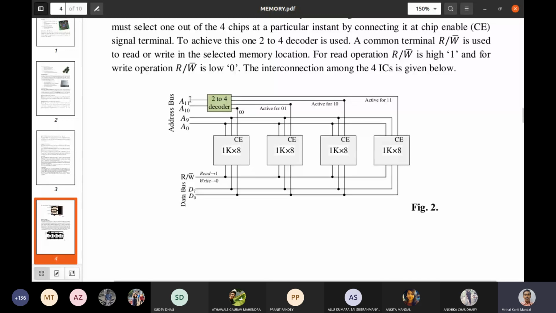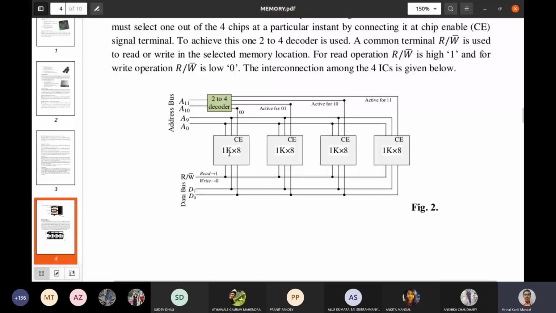That means depending on these two address lines, it will determine a particular IC in active mode. Then that particular IC can be used for reading or writing. Now, whether the user wants to read or write is determined by the read-write bar signal. If this signal is 1, that is high, then it understands that the user wants to read something from that particular memory location. And if it is 0, then it understands that the user wants to write something on that particular memory location.